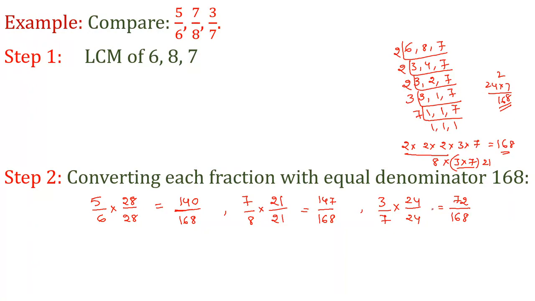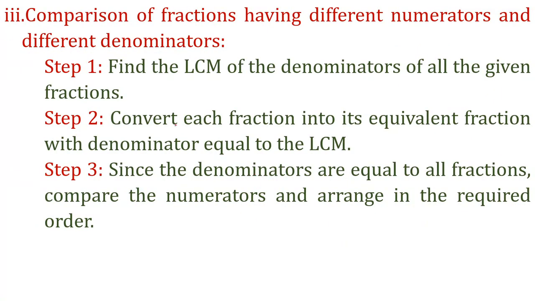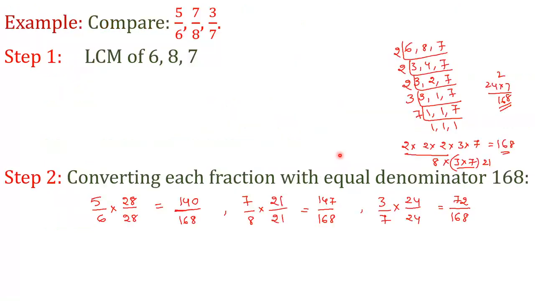Okay, step 2 is over. What is step 2 here? Convert each fraction into its equivalent fraction with denominator equal to the LCM. Observe here, in each fraction the denominator is equal to the LCM, and all are the equivalent fractions of the given fractions.